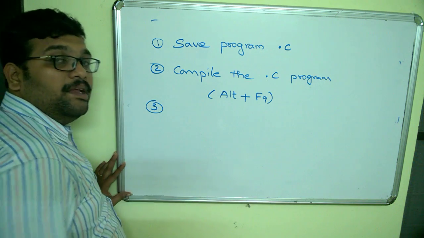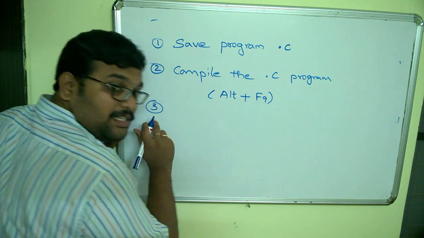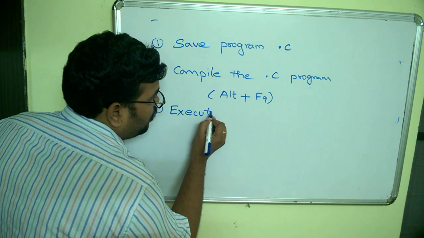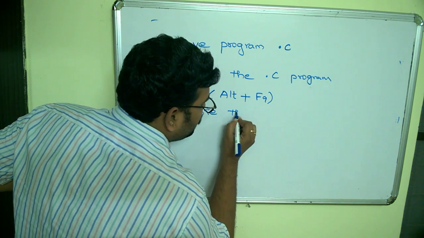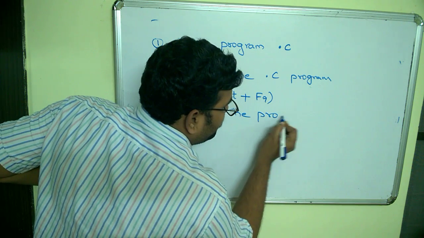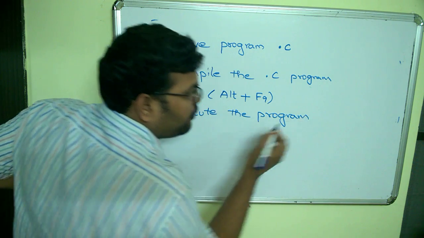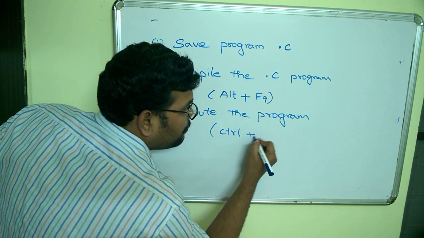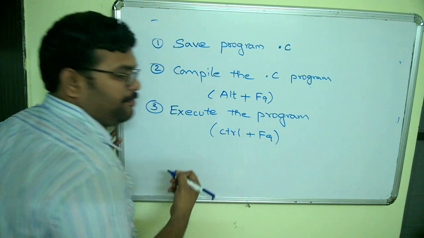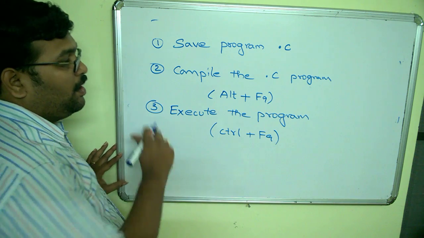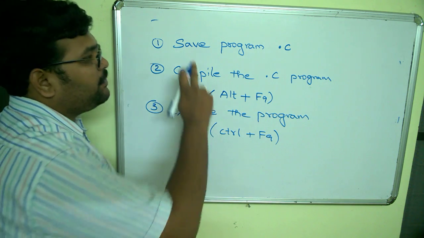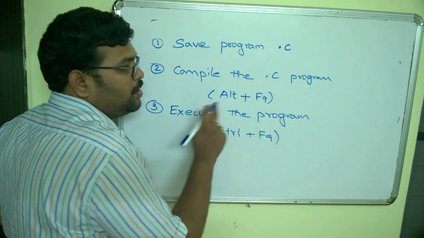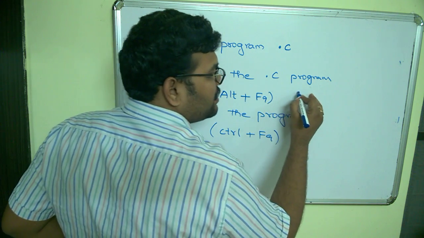After compiling, the next step is to execute the program. For this, we can use Control key plus function key F9. So 3 steps we have to remember. First, we have to save the program using .c, then compile the .c program so that all the syntactic errors can be displayed.